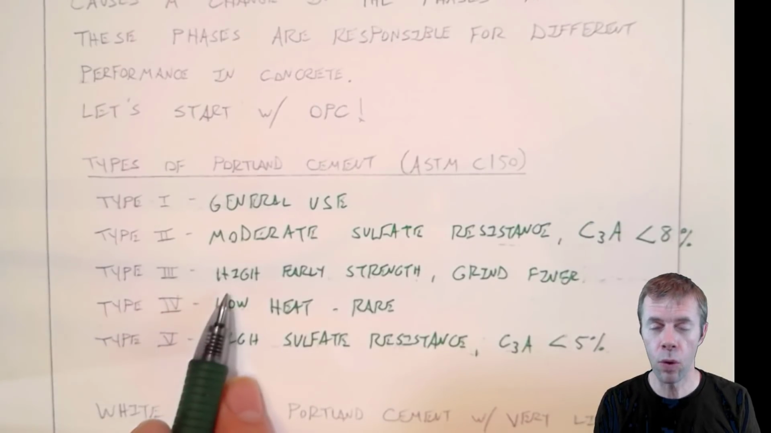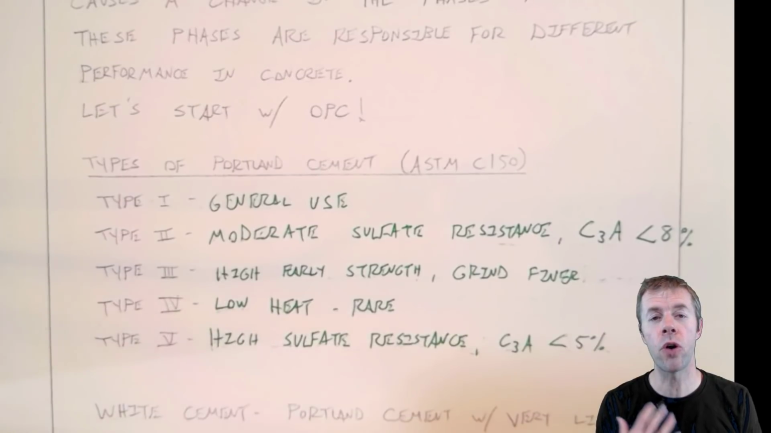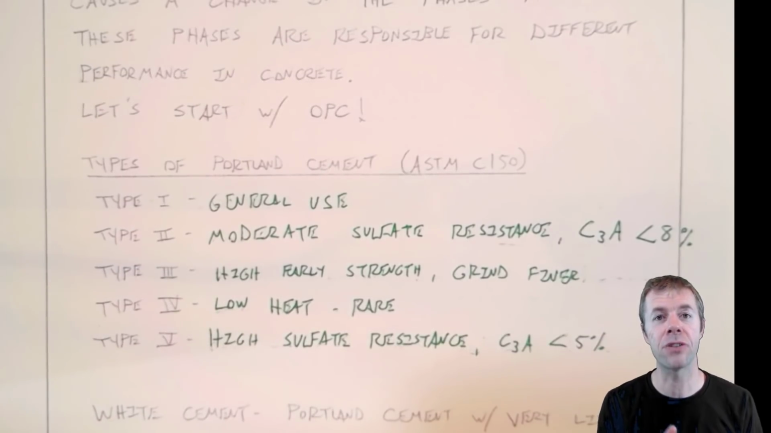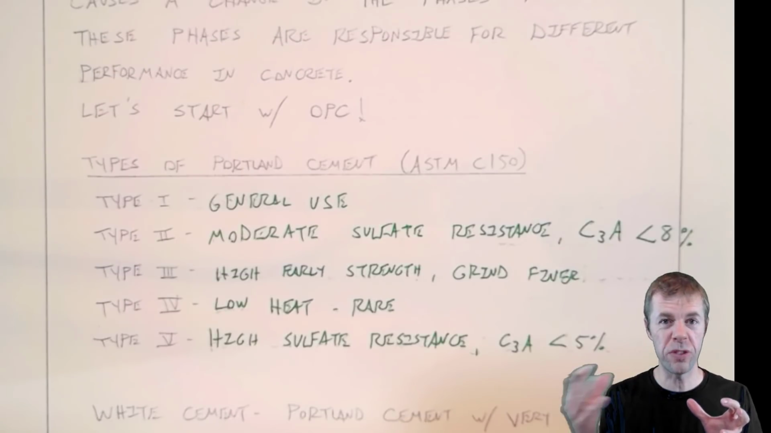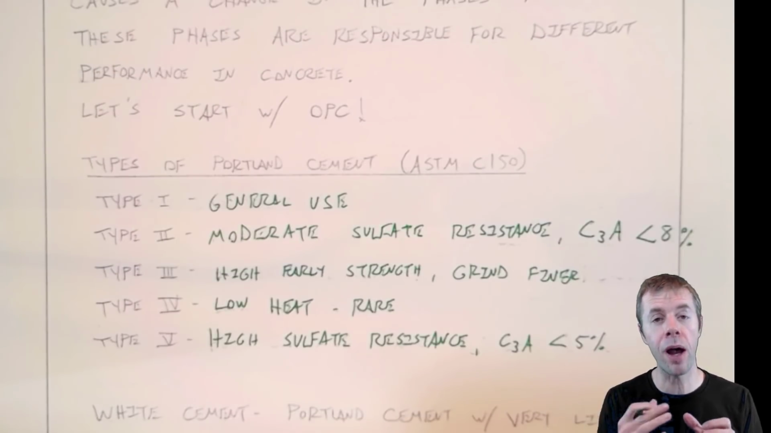Type 3, that's if you want high early strength gain. You want to get something early, open early or fast, or you want to do something like precast concrete, where you want to get your forms emptied and filled again as fast as humanly possible.